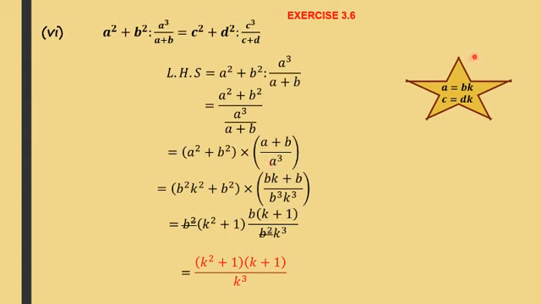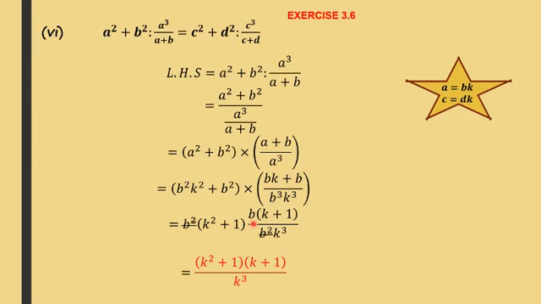What is the value of A? Value of A is BK. A square means that B square K square plus B square, and A is equal to BK plus B, and A cube means that B cube K cube. Taking B square common from this, we have B square into K square plus 1. Taking B common from this, we have B into K plus 1 over B cube K cube.